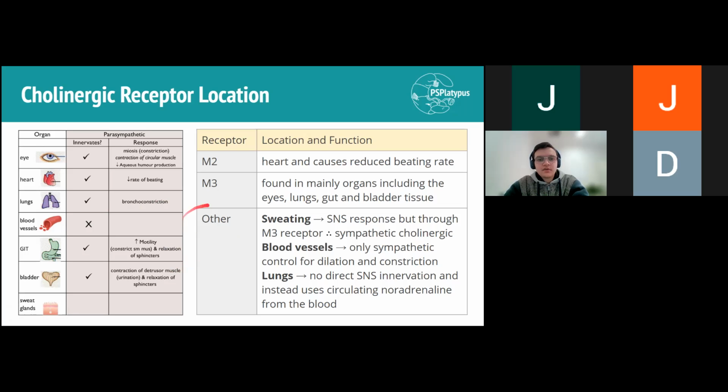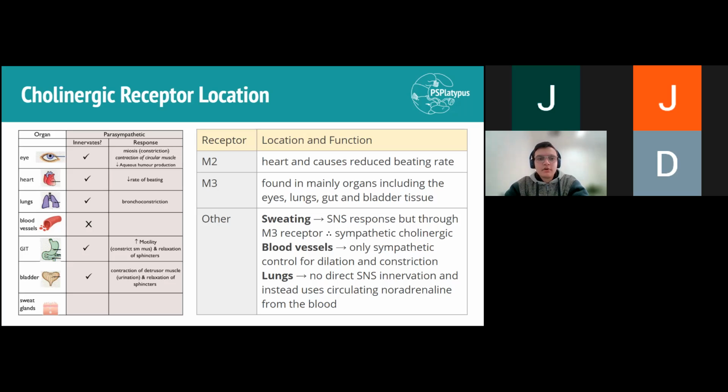Now, I've put a section for other because there are three main exceptions, or just things to keep in mind because they can kind of trip you up. They don't really follow these two main categories. For sweating, this is probably one that is a little bit strange. It's actually a sympathetic response. If you think about rest and digest versus fight or flight, in fight or flight you want to be sweating, right? Because you want some thermoregulation. You're going to be running, and if you think about running from a bear, you're going to be sweating quite a bit. So it technically is a sympathetic response, but it actually happens through an M3 receptor. So keep that in mind.